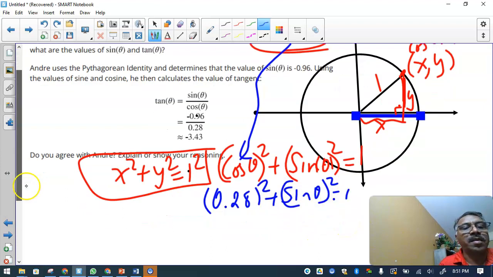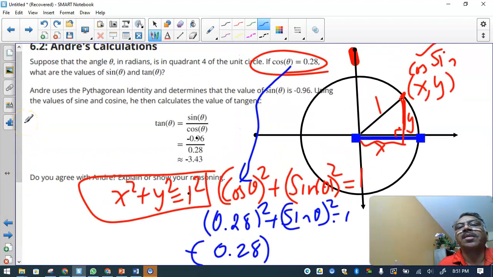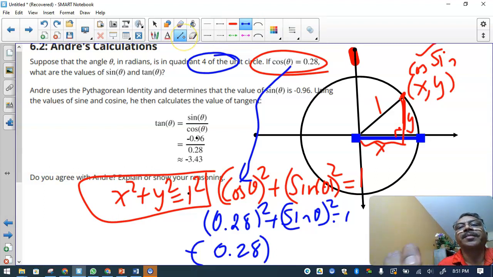And then he subtracts 0.28 squared from both sides. Is it minus they give? Oh, this is in the fourth quadrant. So the way I have done it is wrong actually.